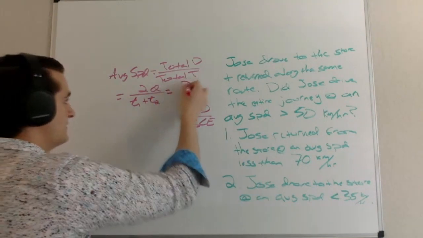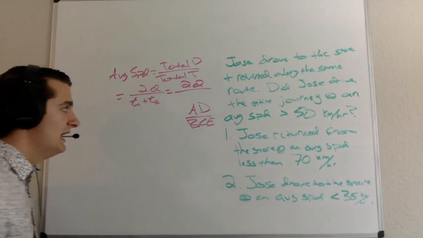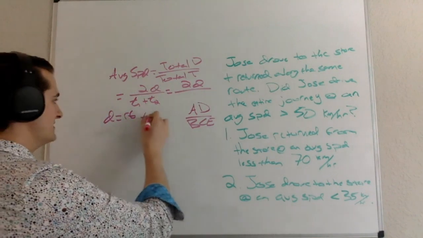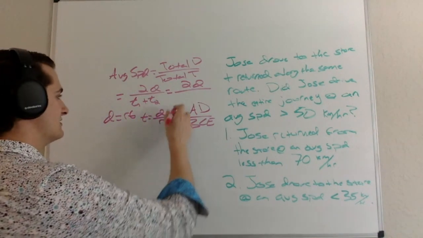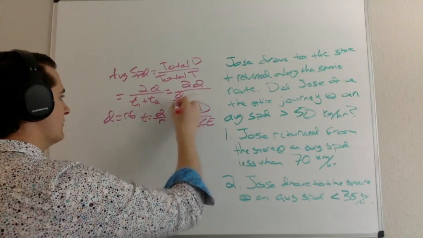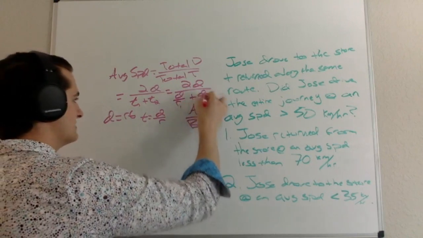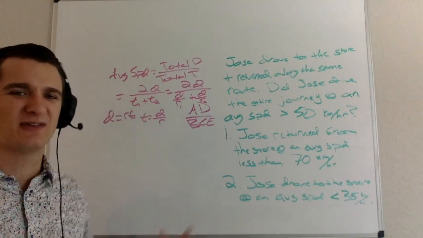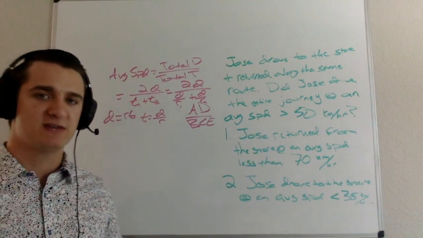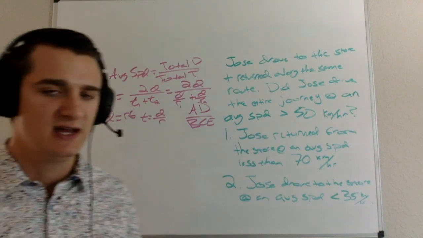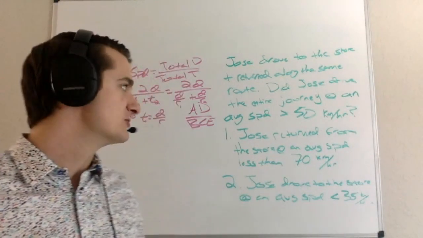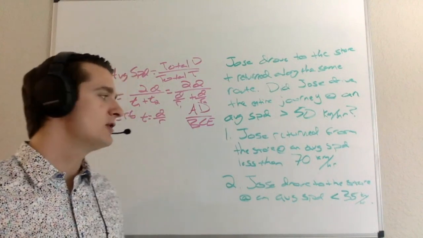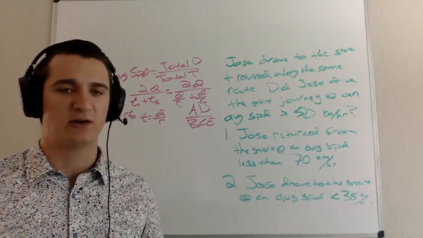Or the other way I could think about this is 2d over, if I wanted to, because distance is equal to rate times time, time is then equal to distance over rate. So I could say this is equal to distance over rate 1 plus distance over rate 2. But again, I have most of that in my mind, so I don't necessarily need to push through all that. Statement 1 tells me Jose returned from the store at an average speed less than 70 kilometers per hour. And again, the question asks if the entire journey was at an average speed greater than 50 kilometers per hour. So it's pretty clear that statement 1 is not going to be sufficient.